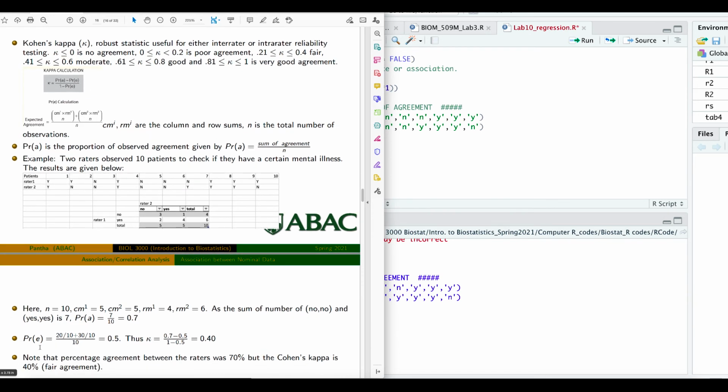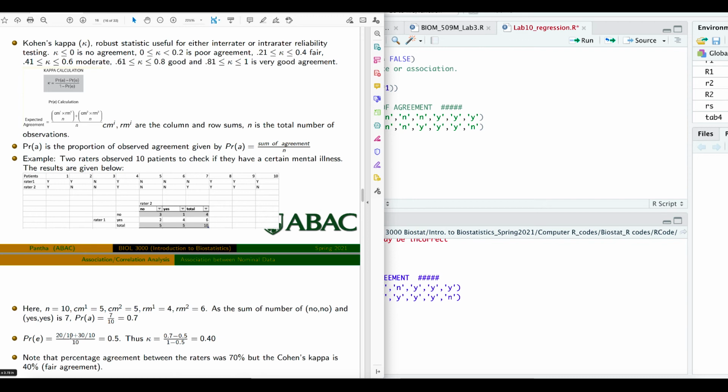So what is the PRE? How do I find out the PRE? PRE is CM1 times RM1 over N. CM1 is 5, RM1 is 4. 5 times 4 divided by 10, right? That is 20 divided by 10. Plus, what is the second one? CM2, column sum 2, which is 5, times row sum 2, RM2, the second row sum, which is 6. 5 times 6 divided by 10. That is 30 by 10.